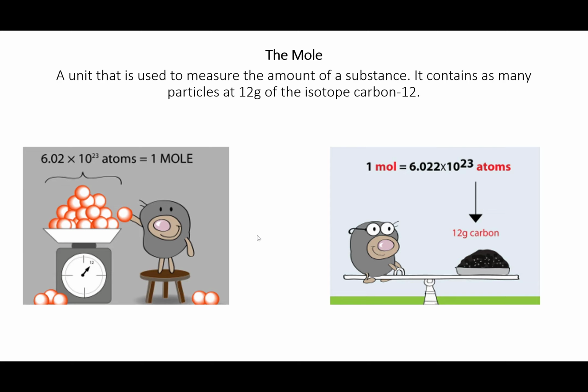Now how 1 mole is defined as having 6.022 times 10 to the 23 particles in it is in reference to carbon. It's defined as the number of particles that a 12-gram sample of the isotope of carbon-12 has. So if we just took a pure sample of only carbon-12 and we took 12 grams of it, that sample would contain 6.022 times 10 to the 23 atoms of carbon.